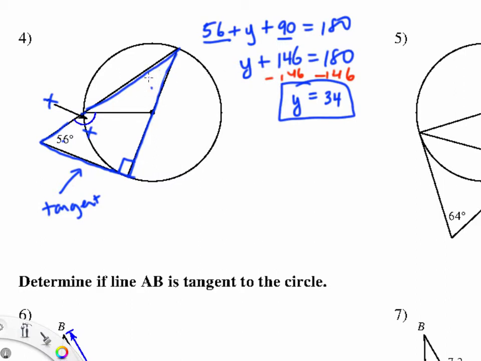Okay, 34. Now, what do we do now? This one's pretty tricky. Let me give you a hint here. Here's the center, right? This line right here comes all the way from the center out, so that is a radius. Coming out here as well, this is another radius.